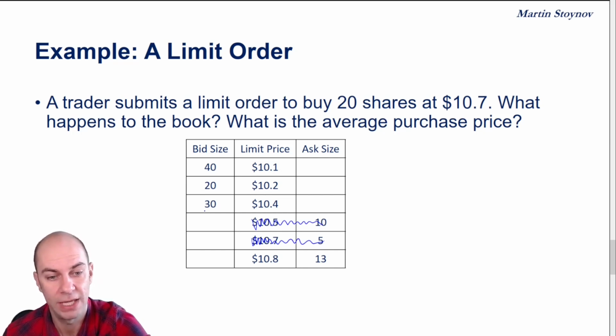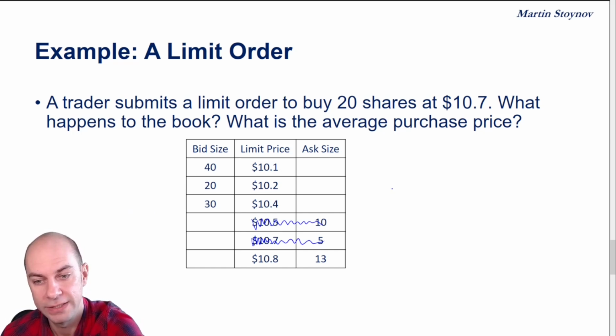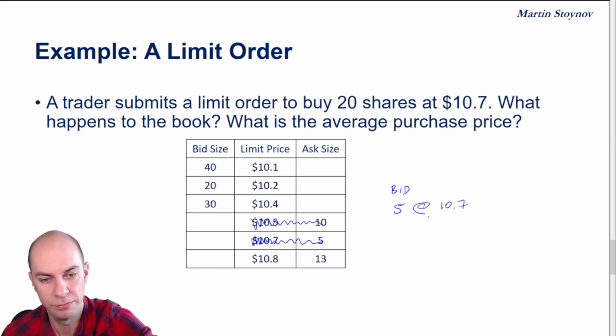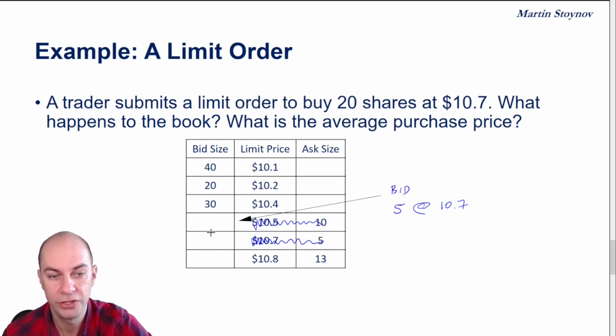So here in the bid size, I'm going to have an additional bid that will say, okay, I've got 5 shares. I'm willing to buy 5 shares at 10.7. And that will be added essentially just under the 30 shares. And in that case, he will be making the market and he'll be waiting for someone to become willing to sell at that price. So that's the first question.